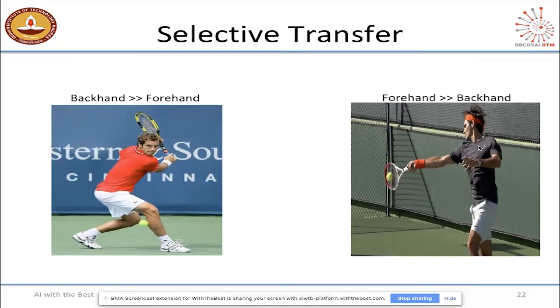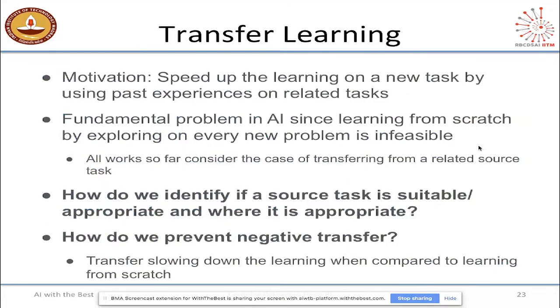And so what is the motivation in transfer learning? It's to speed up learning on new tasks by using past experiences on related tasks, right? And so the question that we are asking is, how do we identify if a source task is suitable and appropriate, and where it is appropriate? This is the selective transfer part, right? So I don't just use a source task in my target task, but I try to figure out where exactly in the target task it's appropriate.